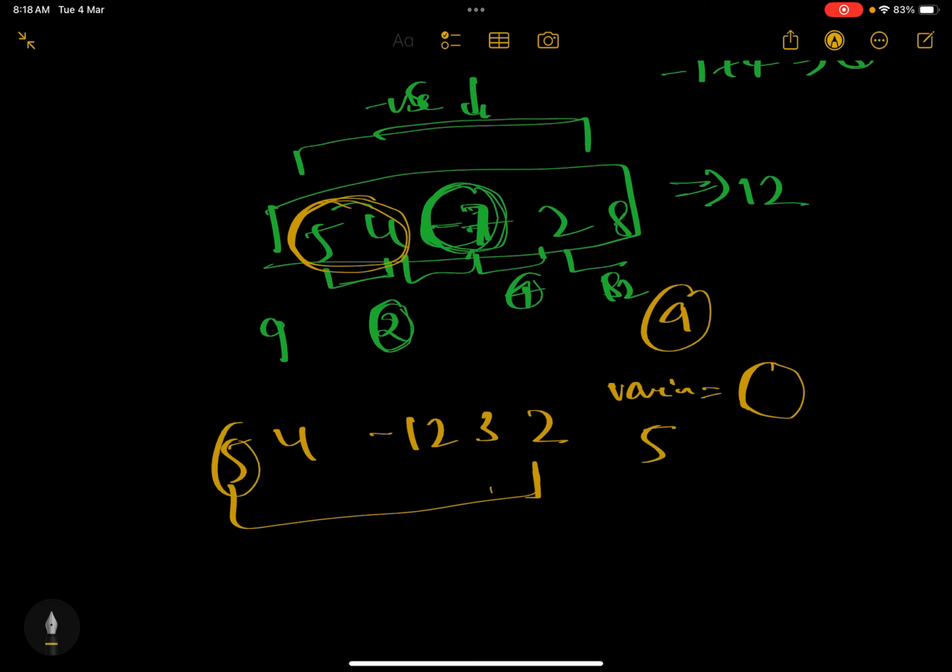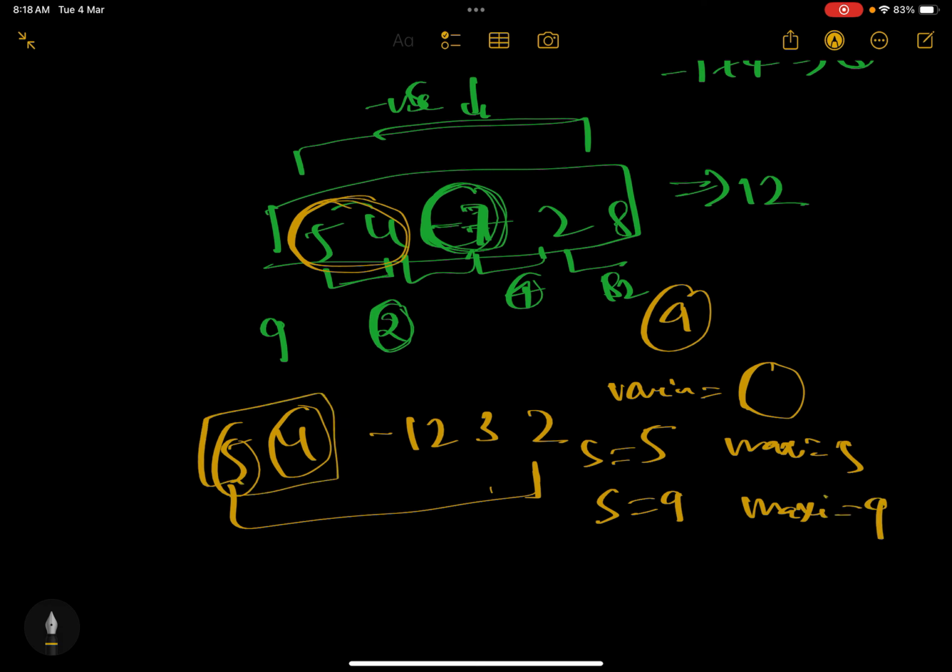5, now the sum is 5 and maximum is also 5. Now when j comes here, the sum becomes 9 and maxi becomes 9 too. Means till here we have maximum sum 9. Now when it comes to minus 12, the sum will be minus 3, right? So if you have not updated the maximum, we would have lost this 9, but this can be a candidate for the maximum subarray, right?